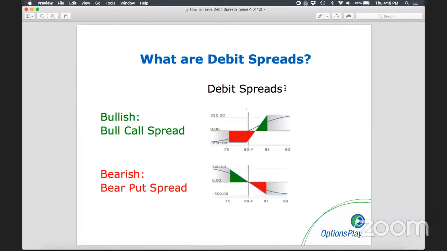So what we'll do is we'll start off just by simply defining what are debit spreads. For those of you that are brand new, there are two types of debit spreads that you can trade. One is bullish, one is bearish. It's pretty straightforward. The bullish trade is a bull call spread. The bearish trade is a bear put spread. And we'll talk a little bit about how to construct these. I'll give you some real examples to show you what it actually means to construct these.